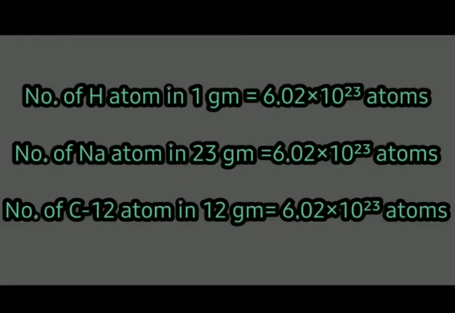Clear all of you? Here you can find out that the relative atomic mass is different. In case of hydrogen, you will get 1. In sodium, you have to get 23. In carbon, you have to get 12. But the special number, in grams, what you will get? 6.02 into 10 to the power 23. That is known as what? Mole. That is a mole number. And the value of mole is equal to 6.02 into 10 to the power 23.